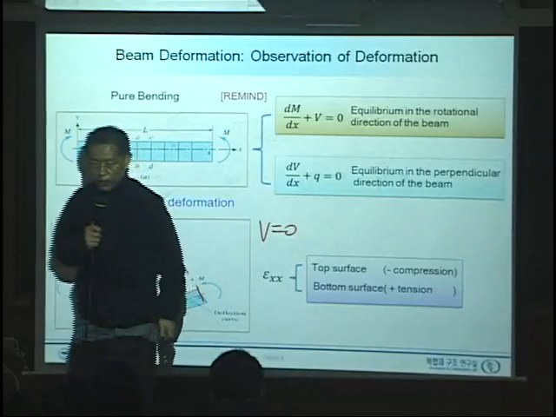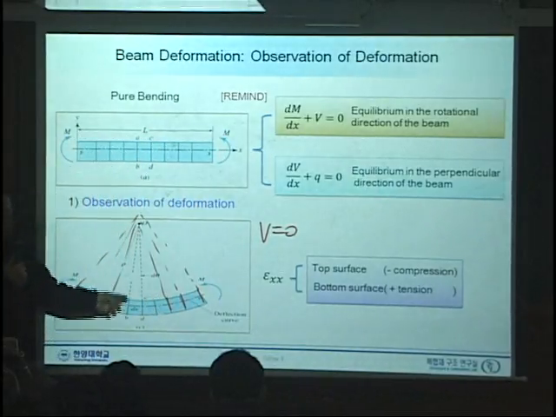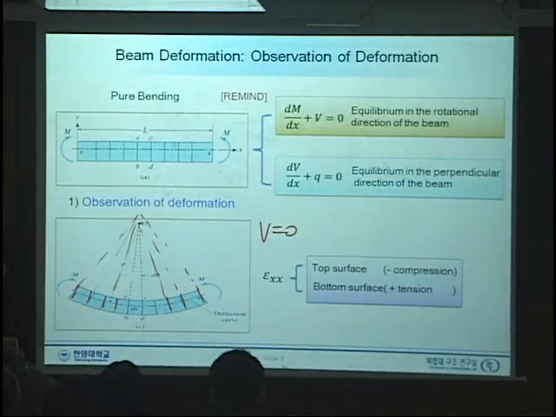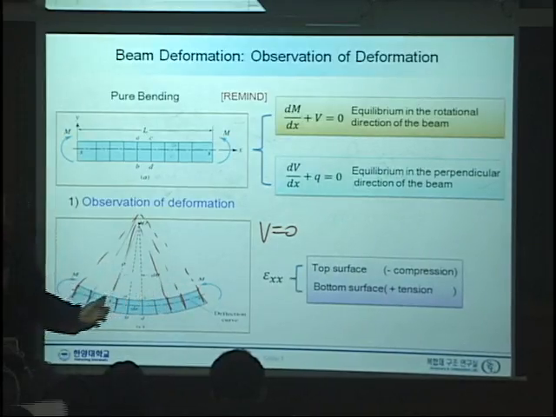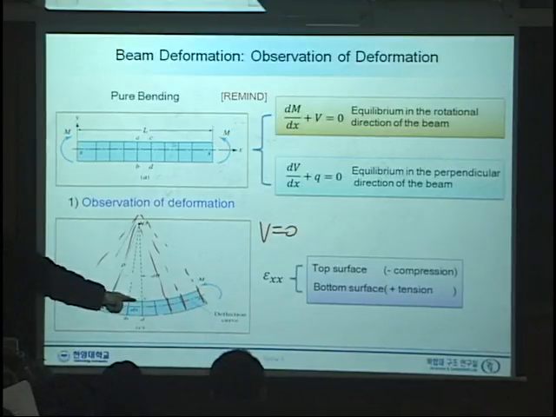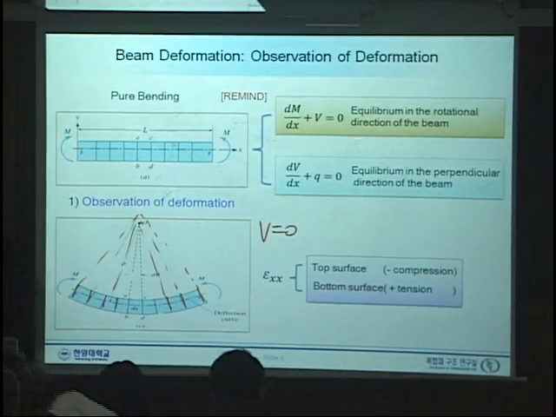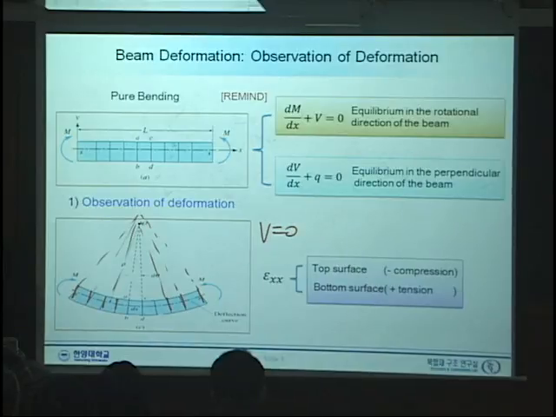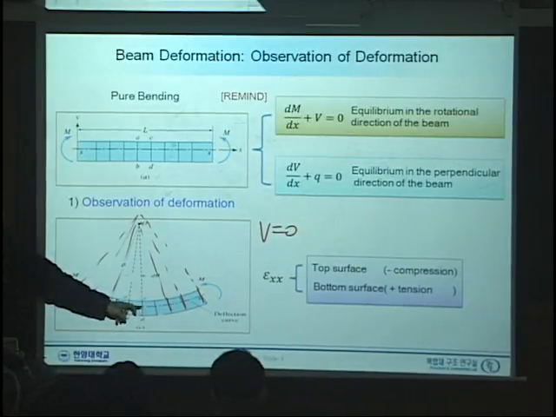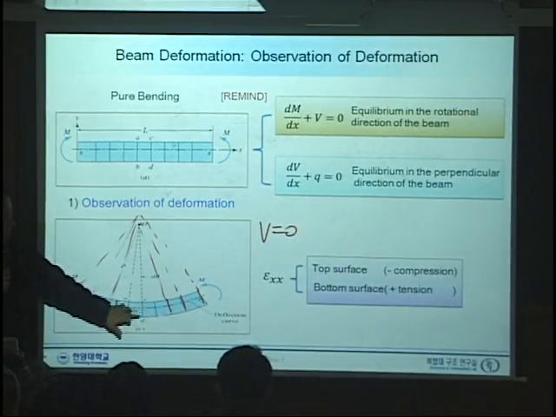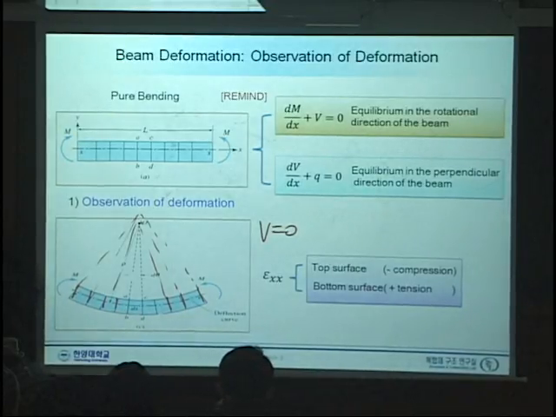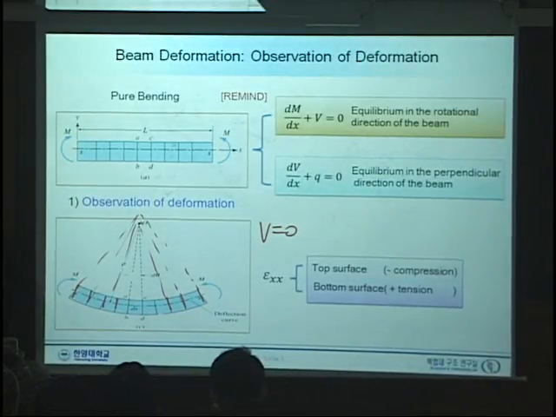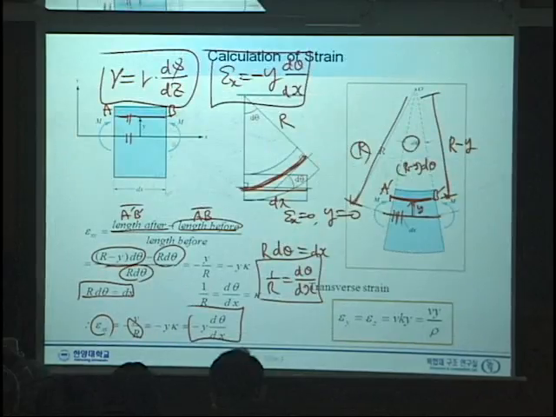By observing the beam deformation, we notice that the upper skin, when subject to this directional bending moment, is subject to compression, and the bottom surface is subject to tension, which means that somewhere between these lines there exists a neutral axis where there is no axial strain. That is called the neutral axis.